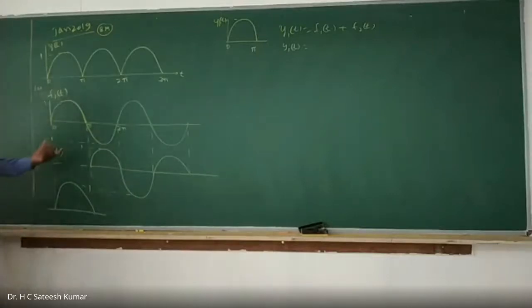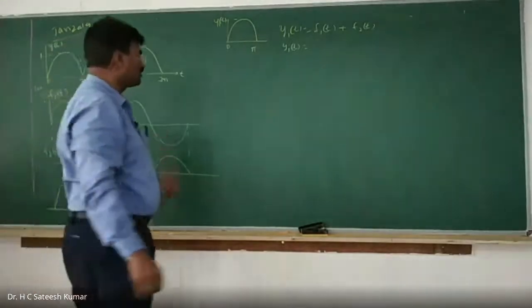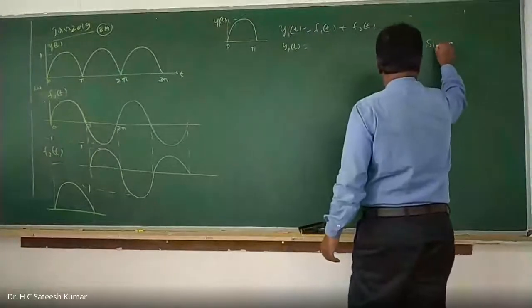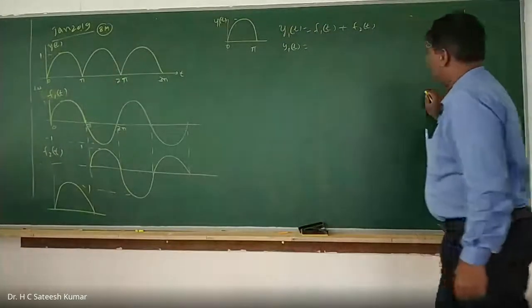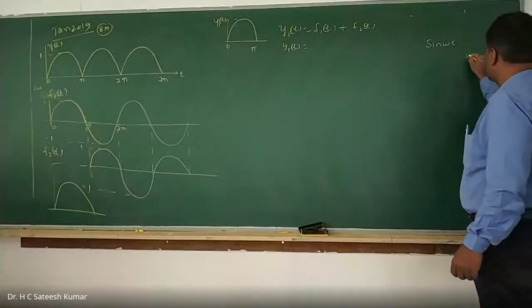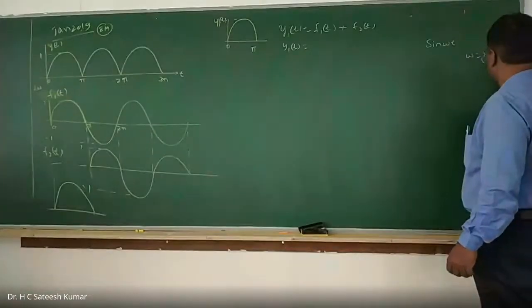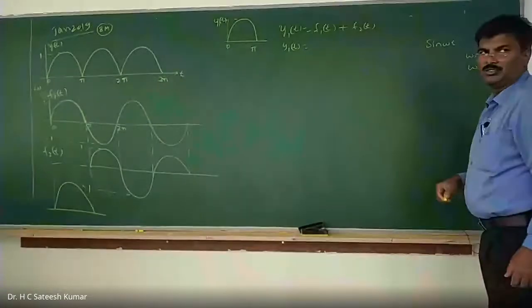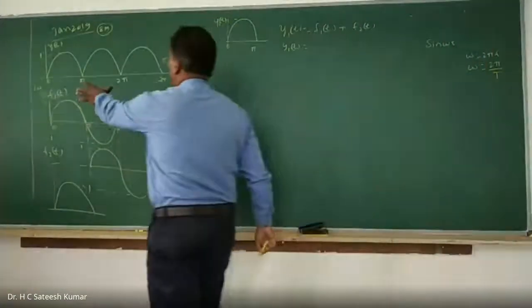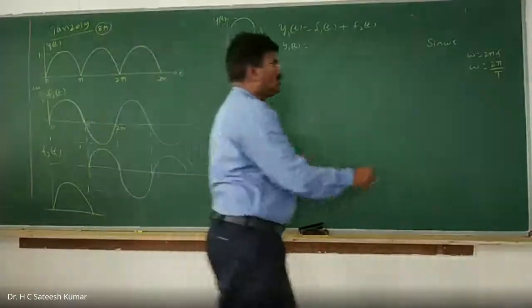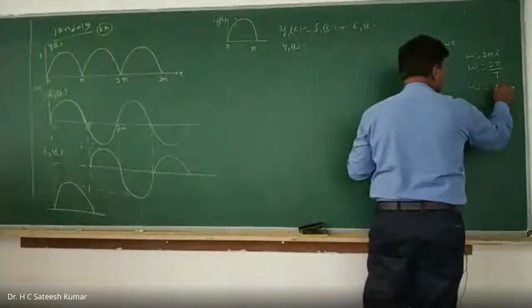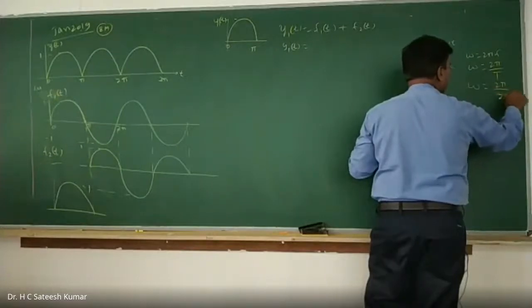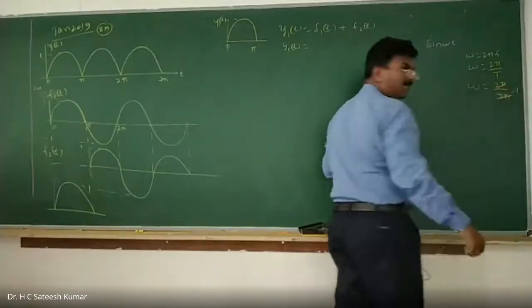Omega is what? Omega we can calculate. What is that period? If you are writing sin omega t, omega is equal to 2 pi f. Omega is nothing but equal to 2 pi divided by t, where f is equal to 1 by t. But t is nothing but equal to 2 pi. So therefore, omega is equal to 2 pi divided by t, is equal to what? 2 pi divided by 2 pi, you will get 1.